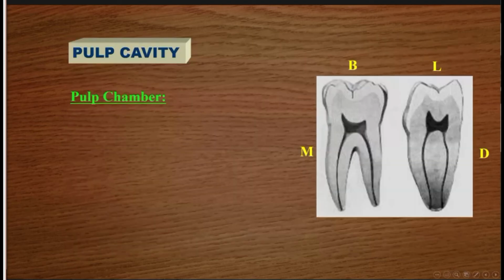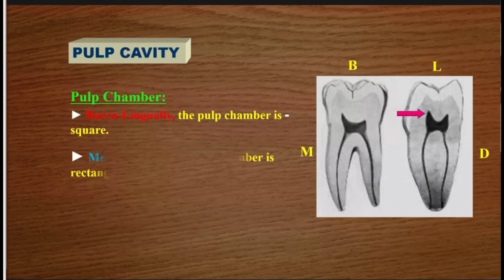The pulp chamber is a square. Sorry, buccolingually it is a square. Mesiodistally, the pulp chamber is rectangular. Mesiolingual is a little bit rectangular. Why is it a square? Because the height and the width are almost the same.